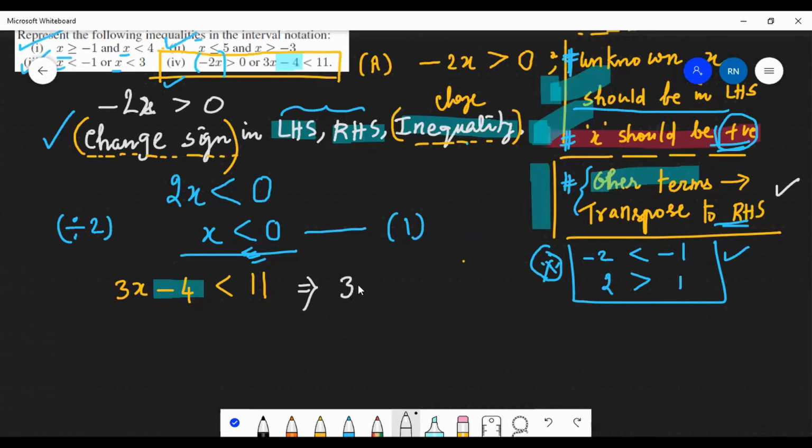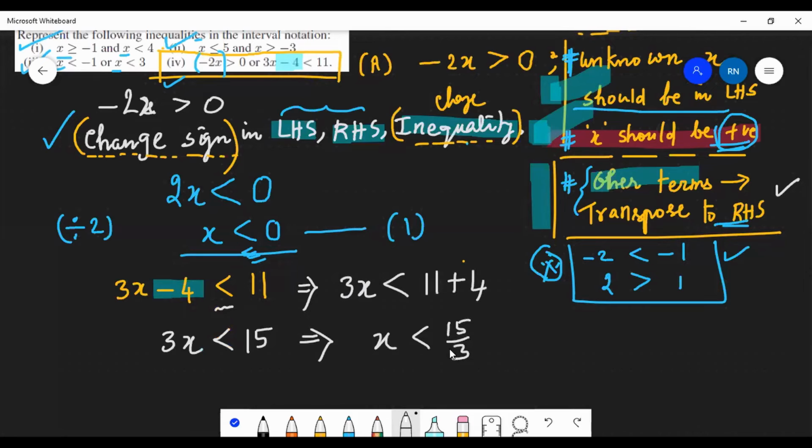Now 3x is on the LHS. Keep the inequality intact. -4 taken to the right side. You can do these kinds of simplifications as if you are doing equations. There's no change. So now divide both sides by 3. So x is 15 by 3, x is less than 5. That is the concluding part, the conclusion for statement 2. So result 2.